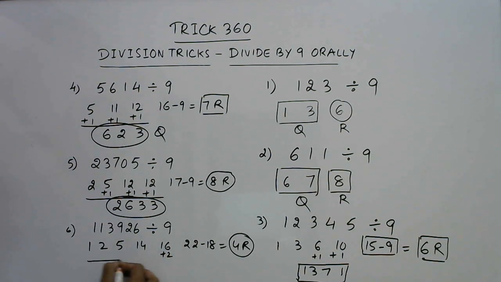So we'll put a line here. 18, 8. We have 1 carry. So plus 1. 14 plus 1, 15. 5. Again 1 carry. So 6, 2, 1. So 12,658 is the quotient and 4 is the remainder.